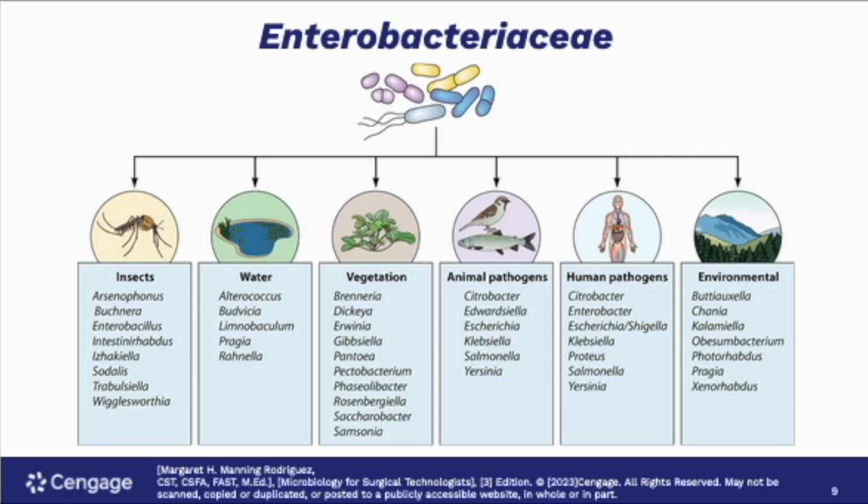We move on to the Enterobacteriaceae, also known as enteric bacteria or enterics. They mainly consist of gram-negative bacteria that are typically found in the gastrointestinal tracts of humans and other mammals. These bacteria are non-spore forming, they're motile or non-motile, and they grow best at 37 degrees Celsius, which is about 98.6 degrees Fahrenheit.